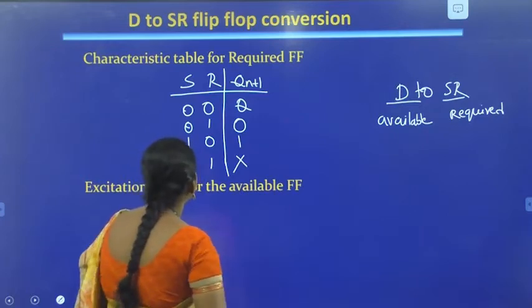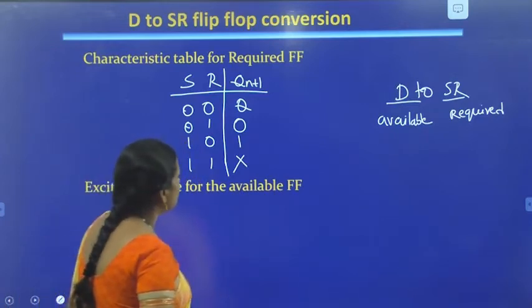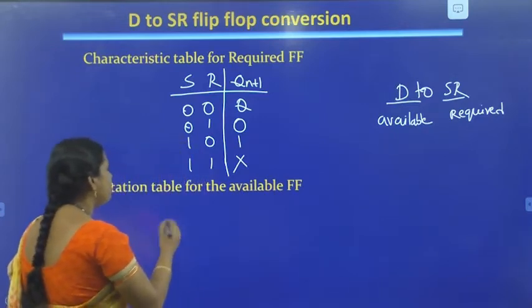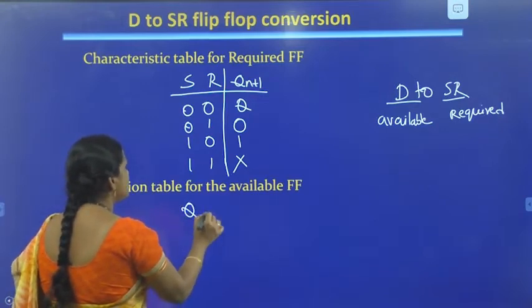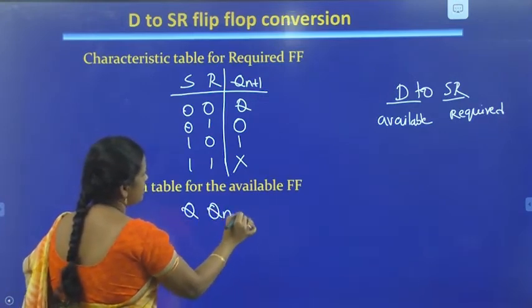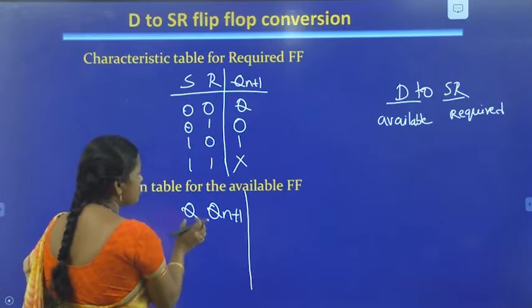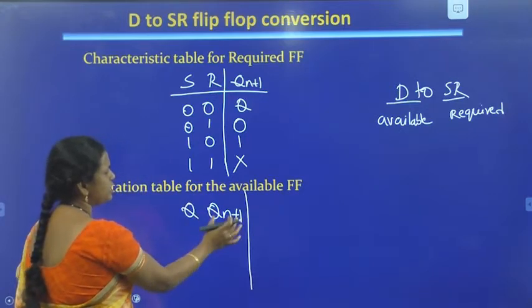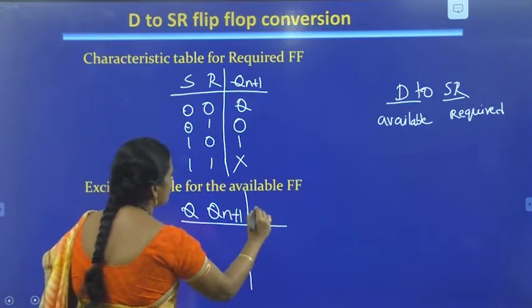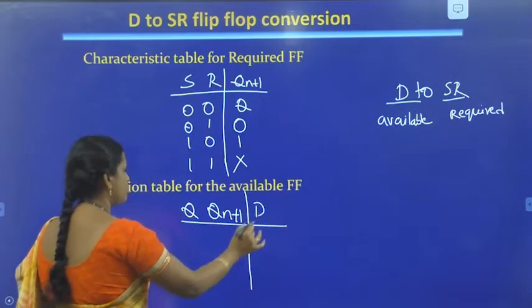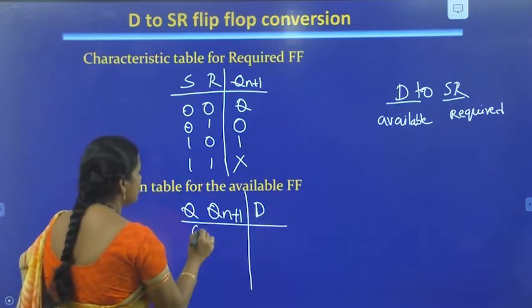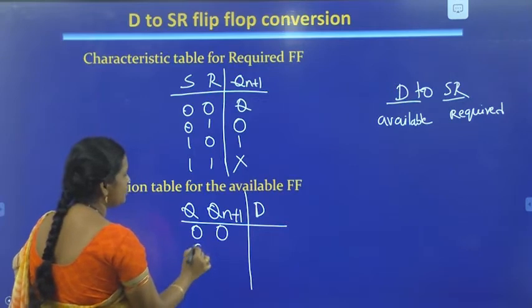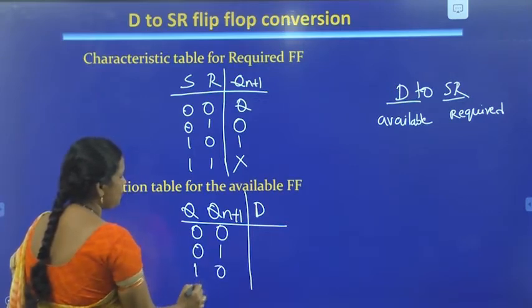Now let us see the excitation table for the available flip-flop. The excitation table starts with present state and then next state. I am always taking the present state as Q and the next state as Qn plus 1. The flip-flop input is only D, so we will take D here, and then let us write 4 combinations: 0 0, 0 1, 1 0 and then 1 1.